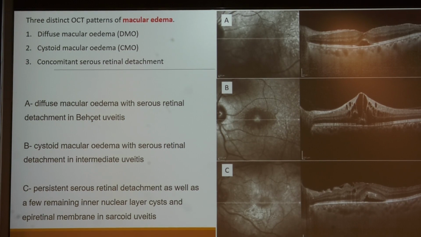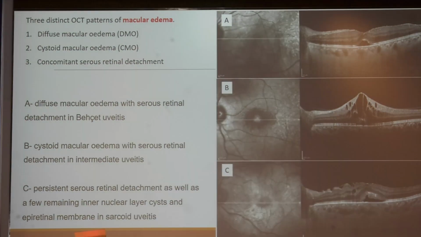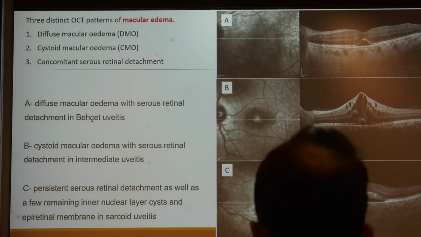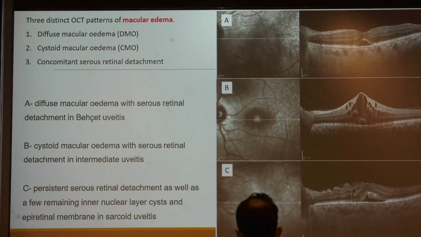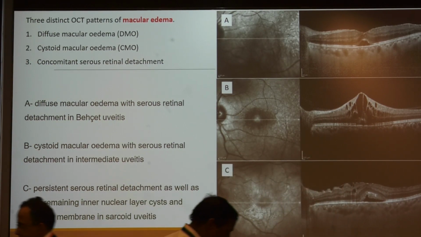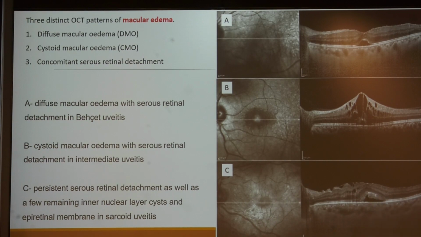The first picture shows diffuse macular edema with a serous retinal detachment seen in Behçet uveitis, and the second picture shows a cystoid macular edema with a small serous retinal detachment in an intermediate uveitis, and the third picture shows a persistent serous retinal detachment as well as a few cystoid spaces along with ERM.